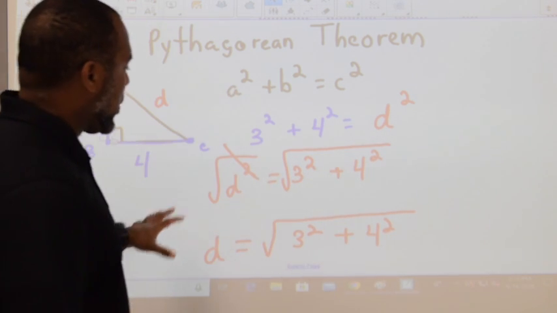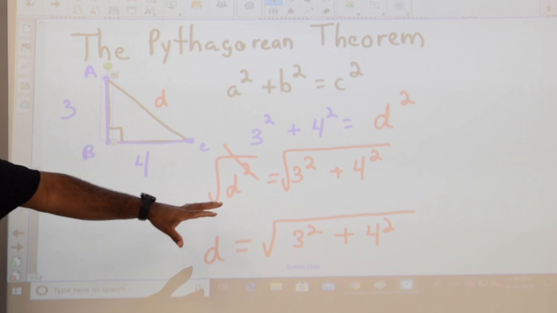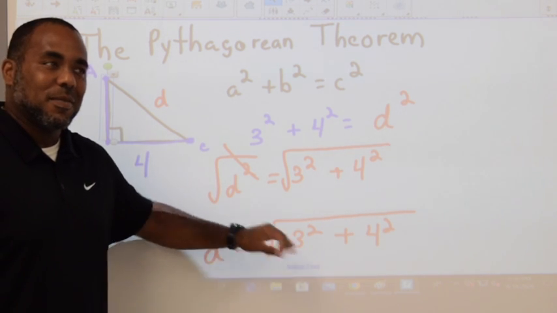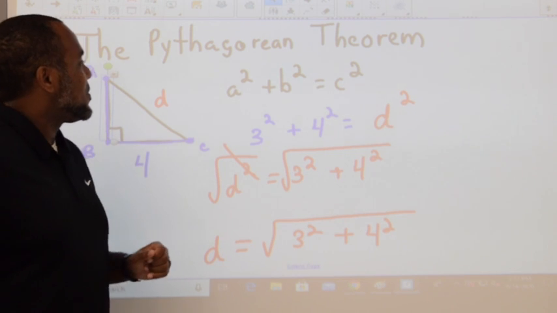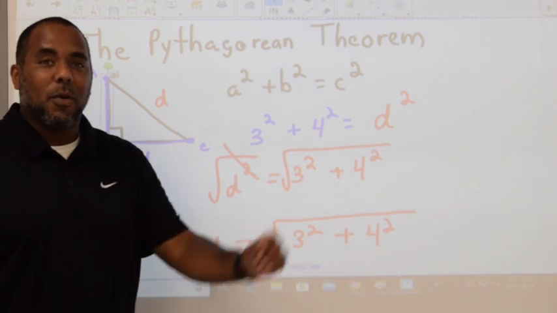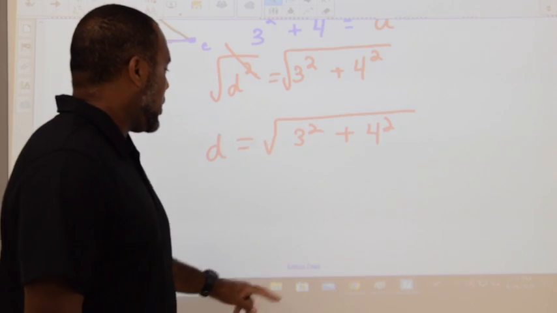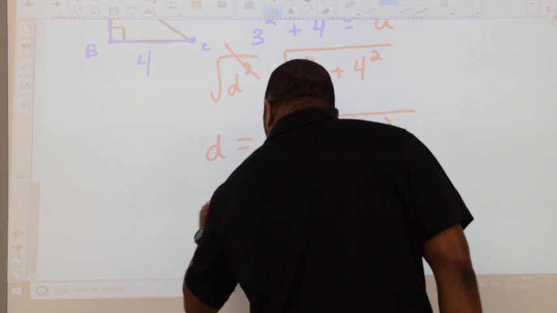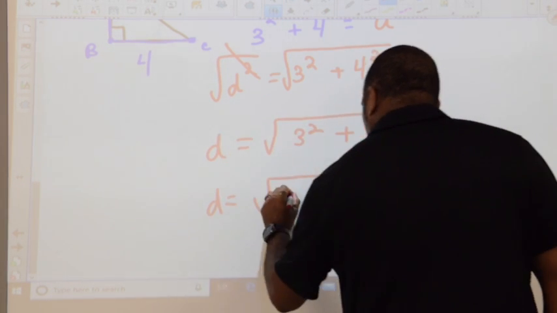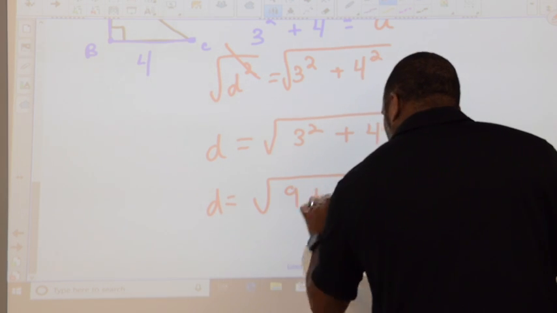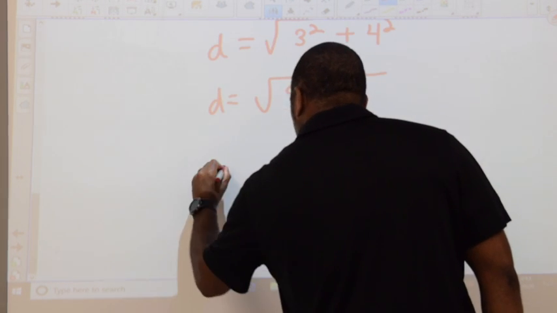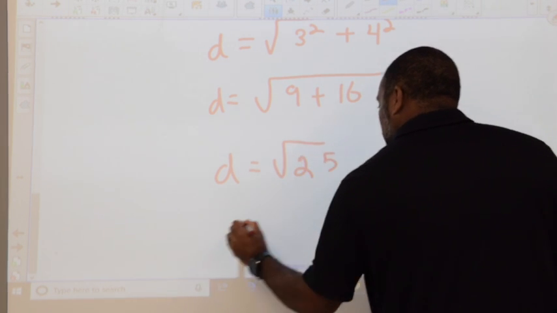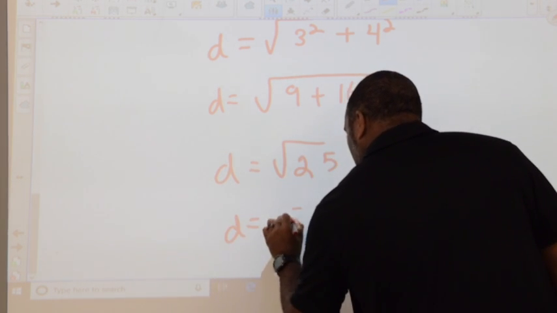Now, I know it's going to irk some people to not finish it, but we're just going to keep going forward. No, we'll finish it. So here, D is equal to the square root of 3 squared, which is 9, plus 16. D is now equal to the square root of 25, so D is equal to 5.